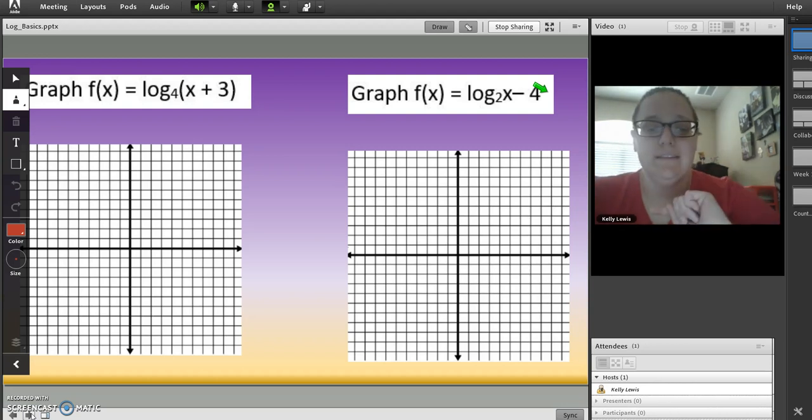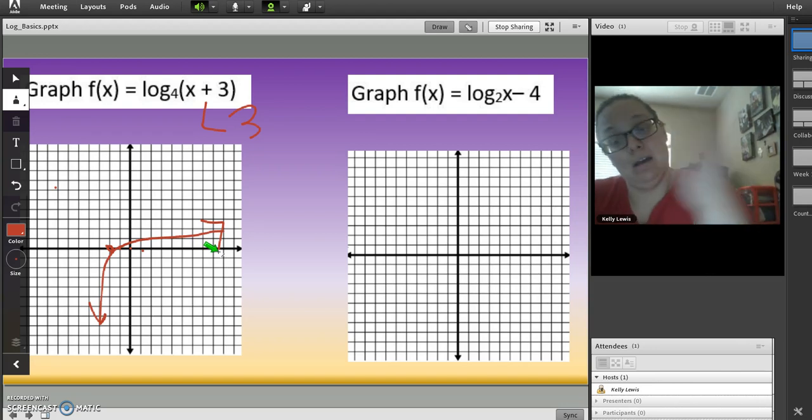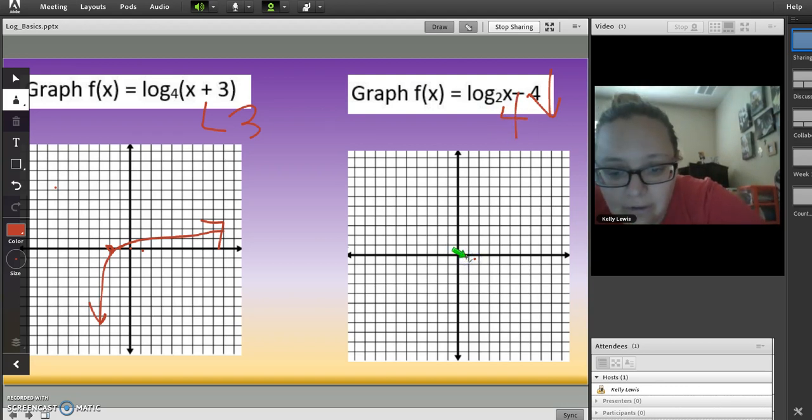If there's a number on the inside, it moves left or right, and it's opposite of what we think. So this one is going to move left 3. So instead of starting right there, I'm going to go left 3. I'm going to start here and still draw the same basic shape. If it's on the outside, if it's a constant, it moves up or down, and that one is normal. It's going to go down 4. So instead of being right there, I'm going to go down 4, and same basic shape.